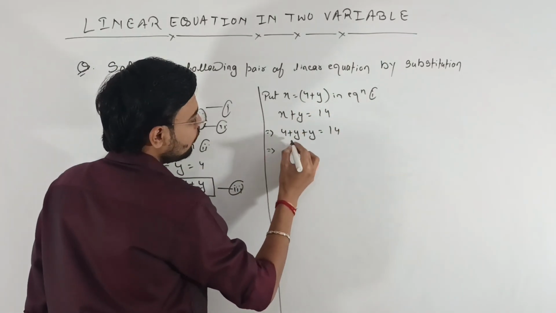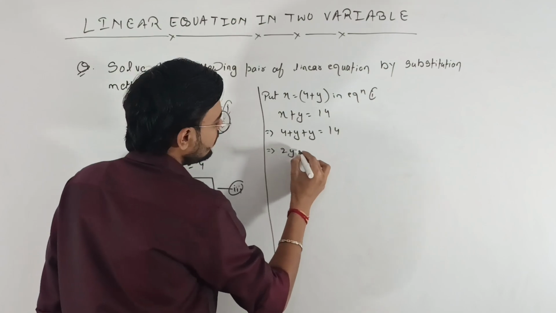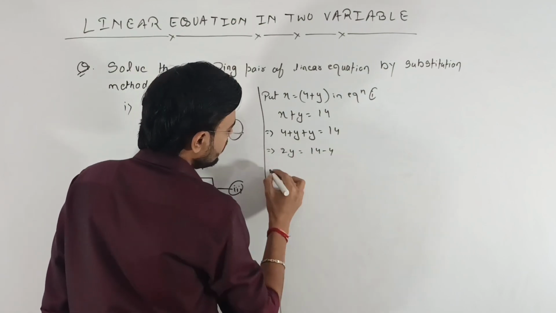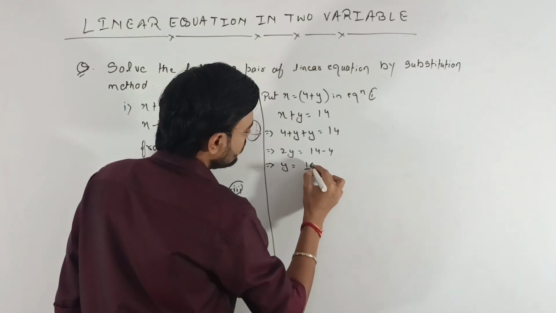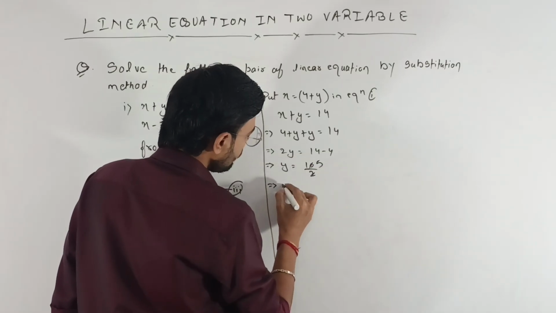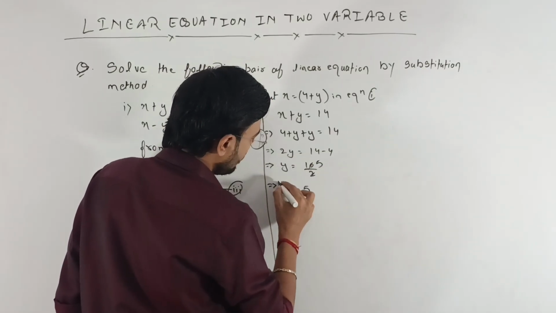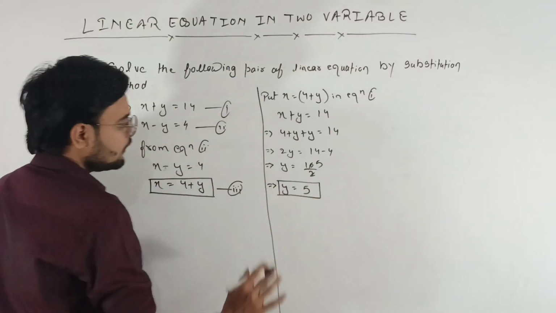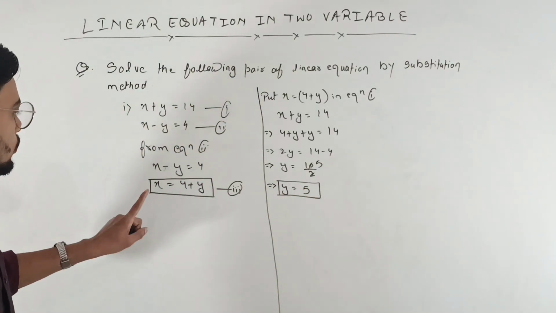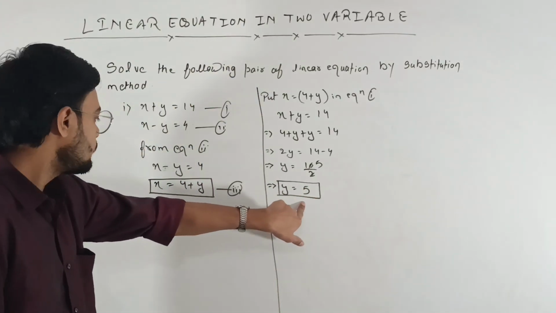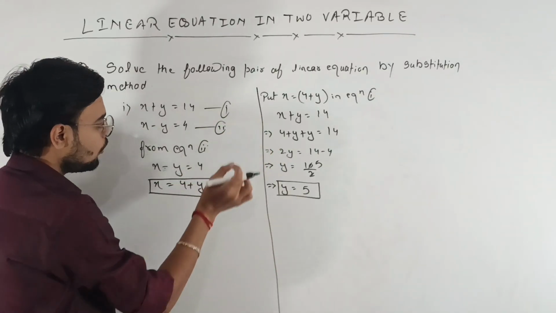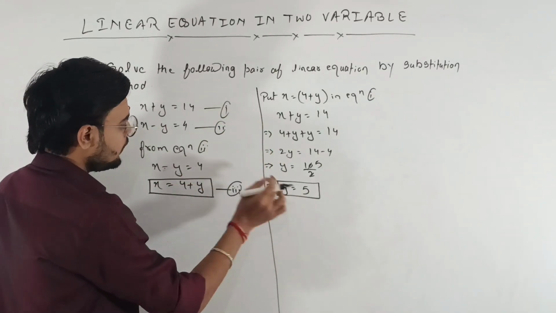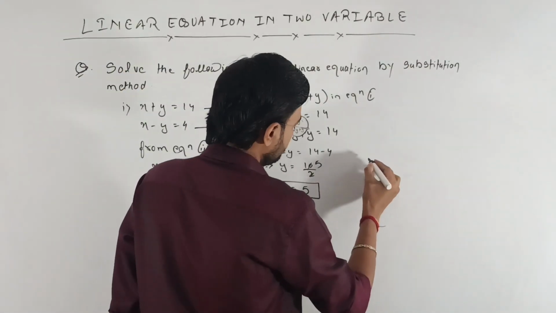Now from here, y plus y is 2y is equal to 14 minus 4. Then y is equal to what? 10 upon 2. So from here our y is 5. Now we have y, we have to find x also. We have y is equal to 5 and we have to find x. Now put this y is equal to 5 in either equation first, 2 or 3. So I put y is equal to 5 in equation number 3.